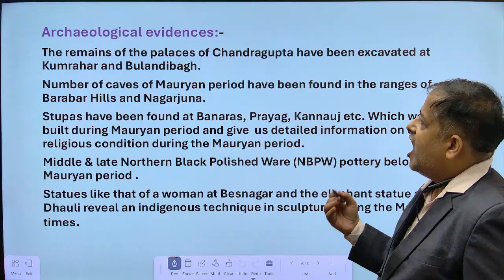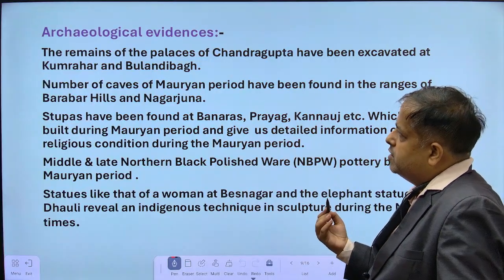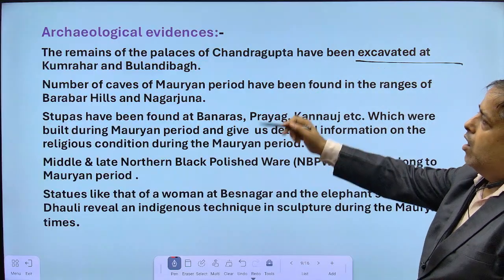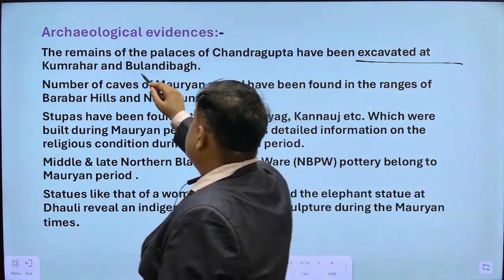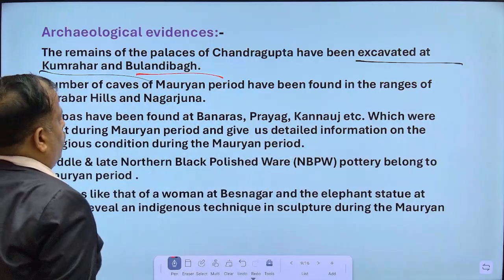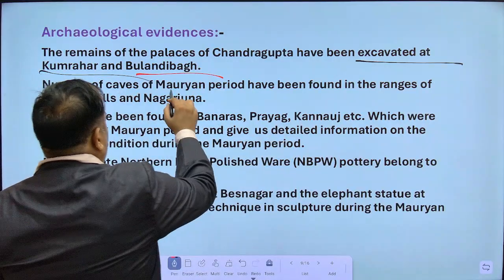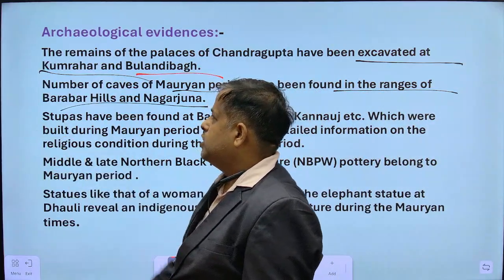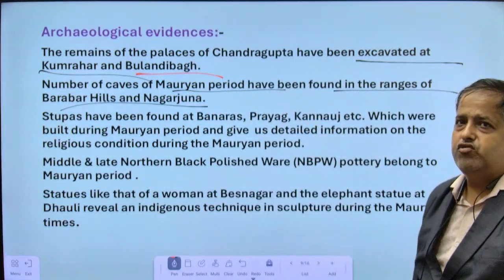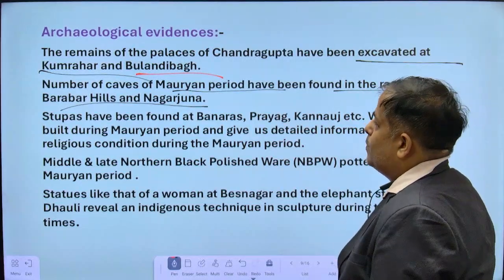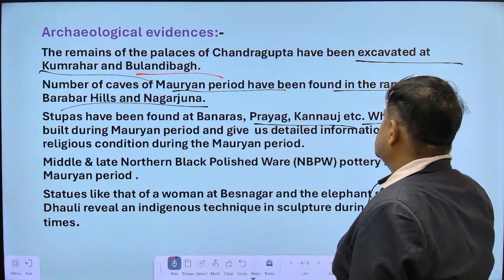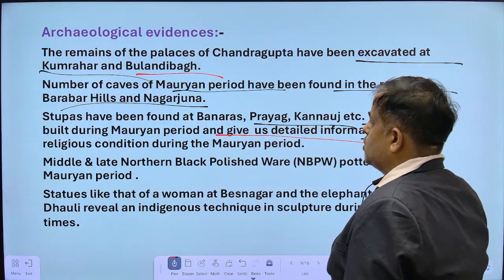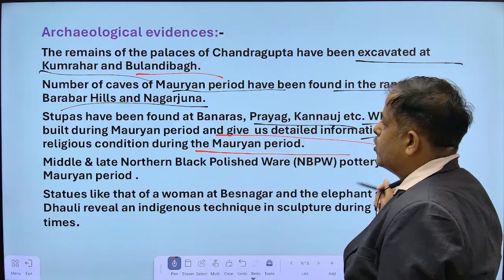So what archaeological sources do we have here? The remains of palaces of Chandragupta have been excavated at Kumrahar and Bulandi Bagh. These are recent facts, beta, so you have to focus on this. A number of caves of the Mauryan period have been found in the Barabar Hills and Nagarjuni. The Barabar caves were basically made for the Ajivikas, later donated to the Buddhists. Stupas have been found in Banaras, Prayag, Kannauj, which were built during the Mauryan period and give us detailed information on the religious condition during the Mauryan period.